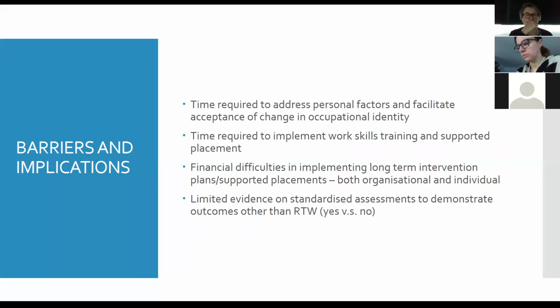So I guess for me, barriers and the implications of this were the time required to address the personal factors and facilitate acceptance of change in occupational identity. A lot of the articles were looking at a 6 to 12 month process. We don't have that. Basically, if we can't show an outcome, it just gets taken off us. They want immediate outcomes. They want cost-effective outcomes.